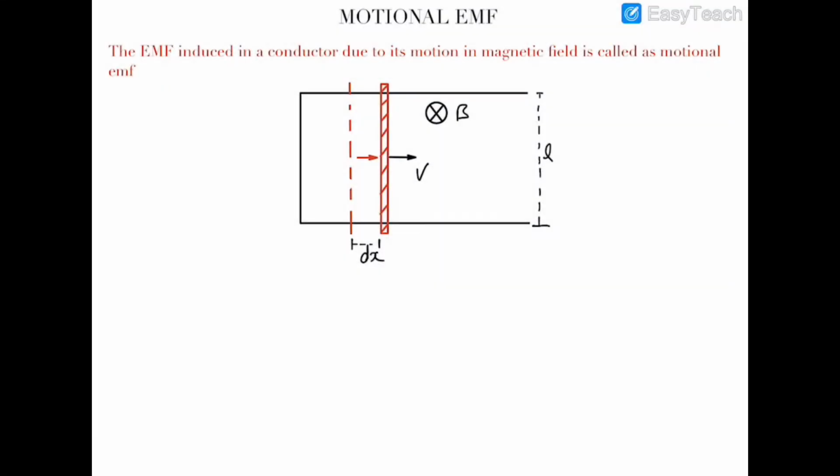Hi guys, in this video we will discuss motional EMF, and as the word suggests, motional EMF is the EMF induced in a conductor due to its motion in a magnetic field. Now we will find out the expression for motional EMF by three different methods, and all of these three methods are very important to understand the basic nature of this EMF.